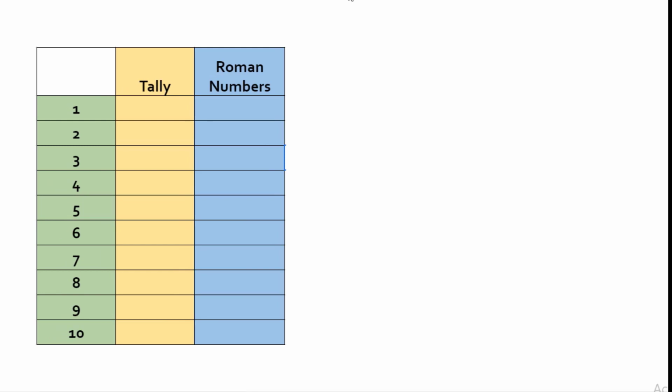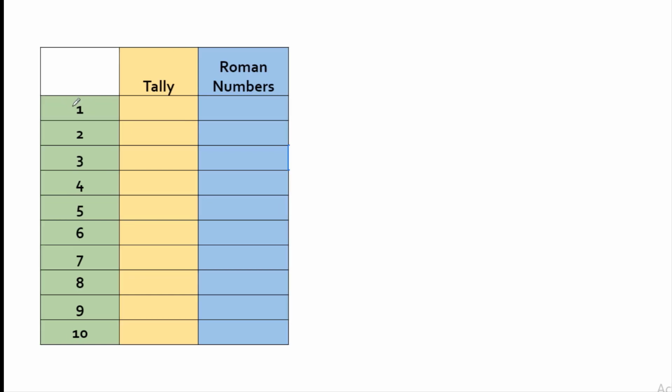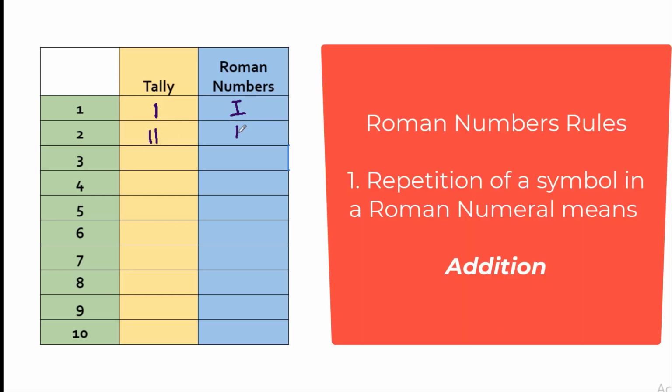I told you that we got these Roman numbers from tally, yes or no? First, consider the first number, 1. How do you represent 1 in tally? You draw one line. In Roman, they copied the same thing and used the same representation for 1. For 2, they drew 2 lines. For 3, 3 lines. Yes, for 4, 1, 2, 3, 4.